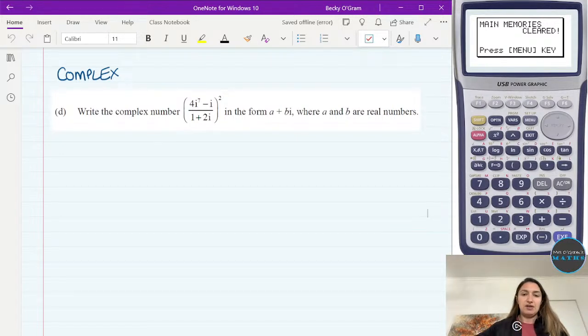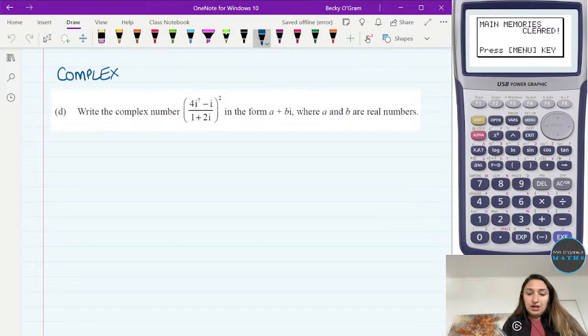Okay, so we have this question here on complex numbers. Now, you can actually put this entirely into your calculator, but you will not get the merit marks for it if you do that. We'll do it at the end to check we've got the right answer, but we must solve this by hand algebraically for this to be worth a merit. Okay, so let's get stuck in with that one.